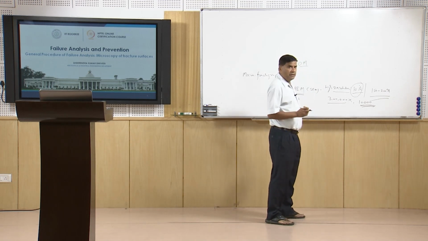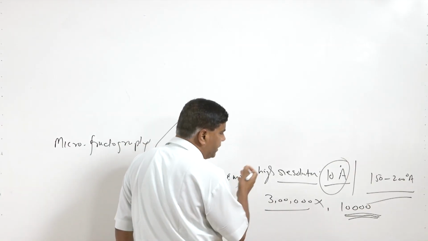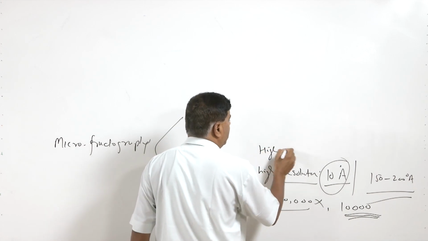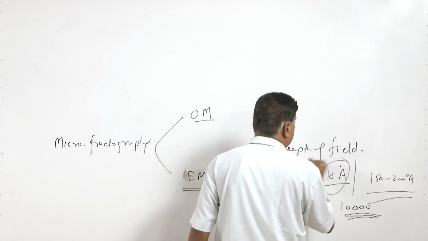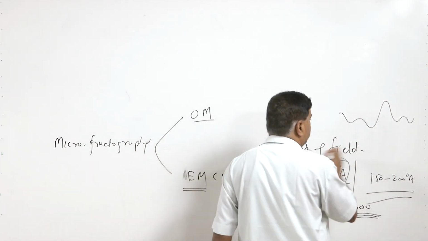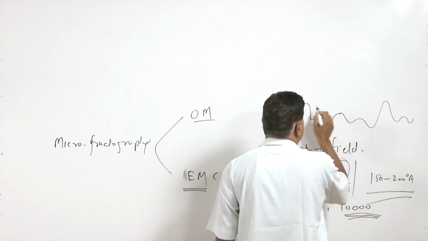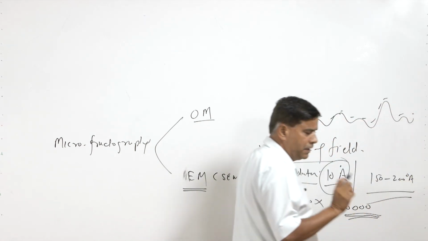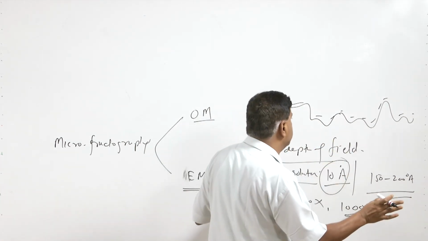And one more thing, that these do not require any surface preparation. So, it is very good that they offer a very high depth of field. Fracture surfaces are obviously rough. So, if the depth of field is very high, then all the microscopic features present on the fracture surface can be seen very clearly, and the features which are there can be easily recorded.